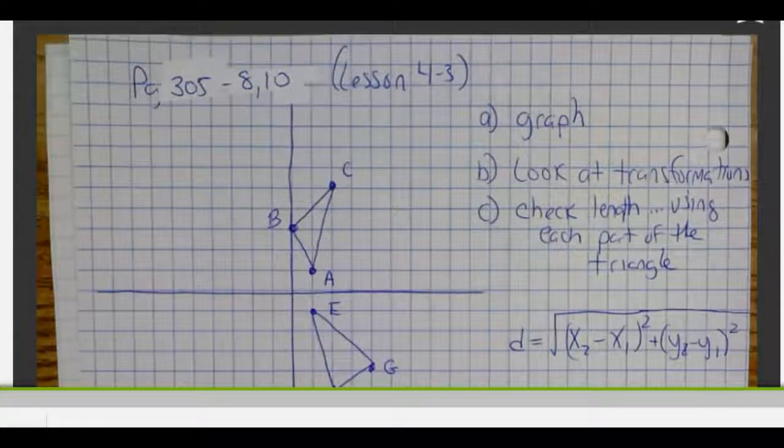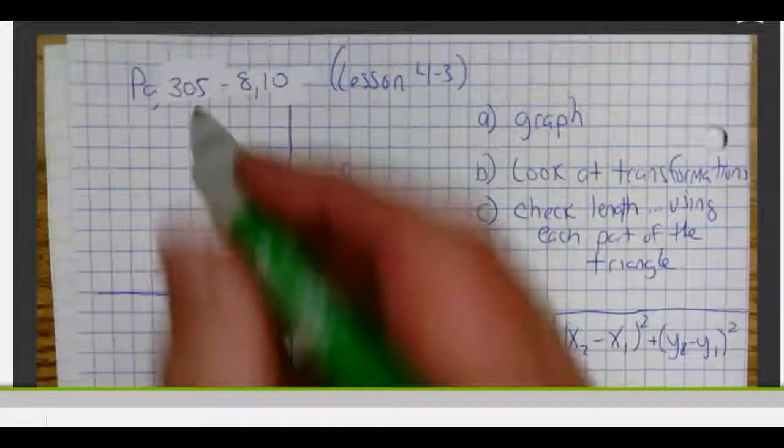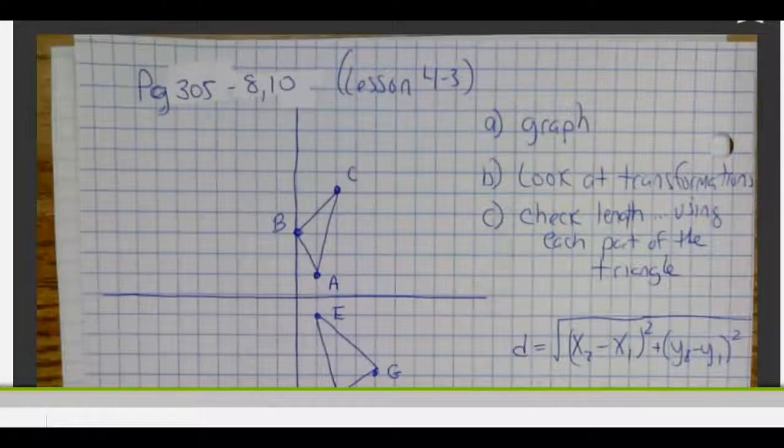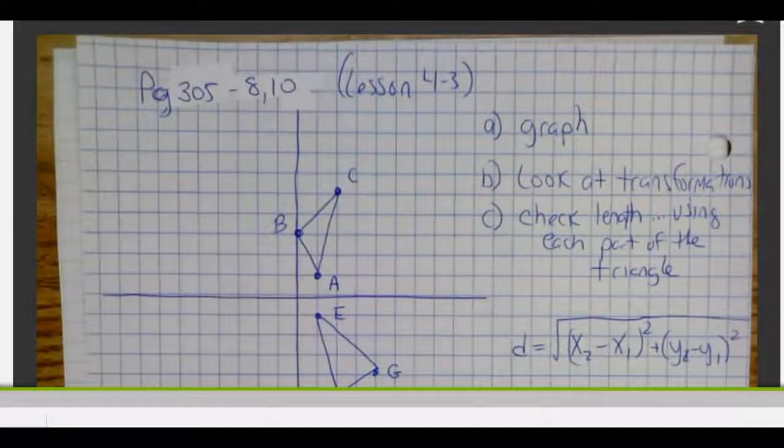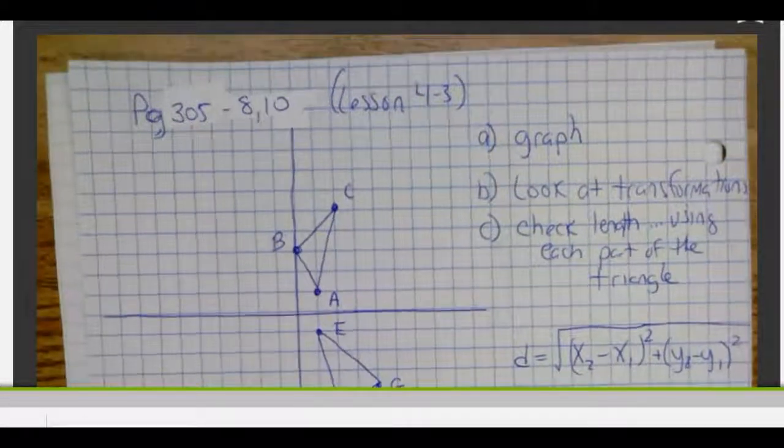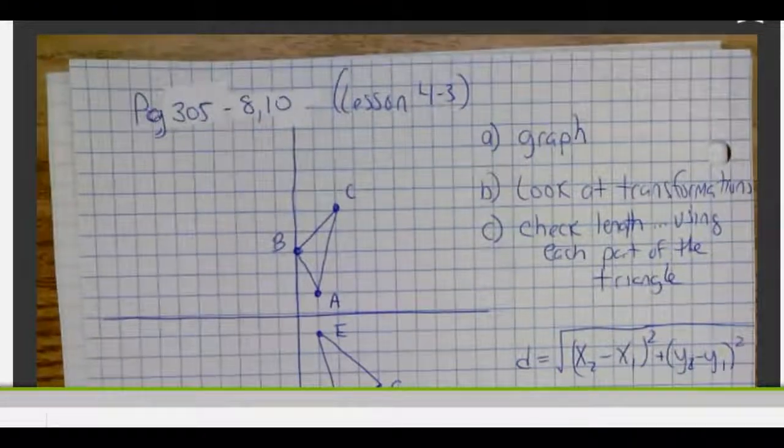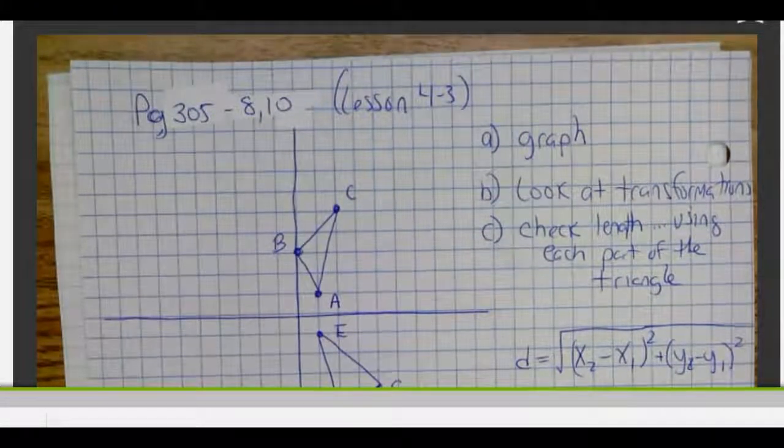Alright, so this could be my explanation of one of the problems from your lesson 4.3 homework. The homework you're assigned is on page 304 and 305, I think. The two problems you have to do are problem number 8 and 10. That might be page 305 or 306, but it's right around there.